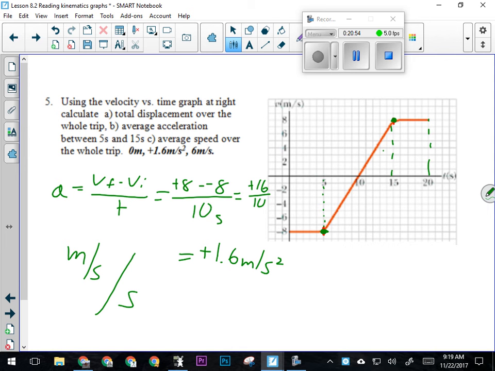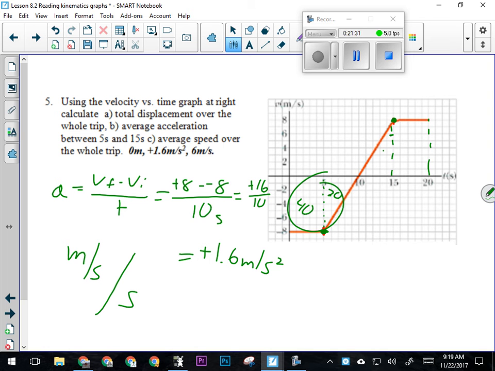And then for part C, it wants to know the average speed over the whole trip. What two things do I need for that? Just total distance and total time. Total time's easy. We can read that off the graph. It's 20 seconds. What I need to know now is I do actually have to calculate the areas of these shapes. Actually, I only have to calculate the areas of these shapes because those shapes are the same. I can save myself some work. This one here is negative 8 times 5, so this is 40, and this is half of that. So I've got 120 as my total distance traveled.